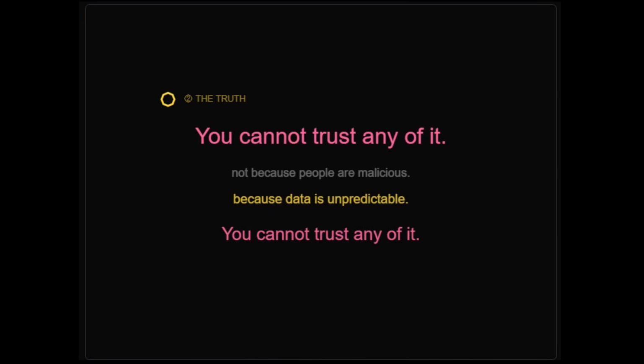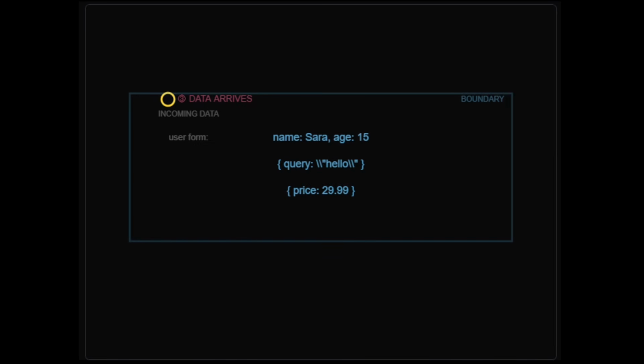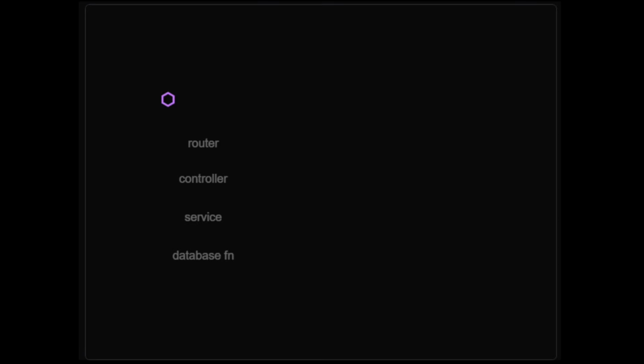Not because people are malicious, though some are, but because even well-intentioned data is unpredictable. A user submits a form and leaves a required field empty. Another user pastes text with characters your system doesn't expect. A third-party API sends you a number where you expected a string because they updated their schema and didn't tell you. None of these people are trying to break your system. They are just doing things, and your system breaks anyway.